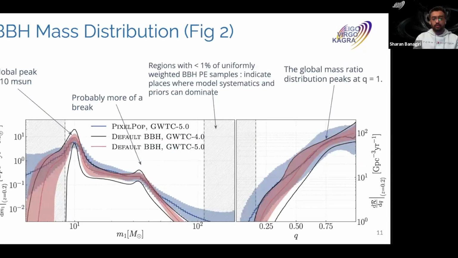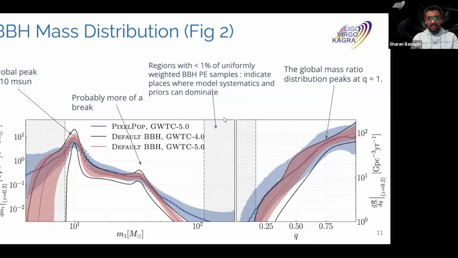Okay, now we'll switch gears and talk about the binary black hole mass distribution. And this plot shows the mass of the primary and the mass ratio distribution on the right. Remember that the mass ratio is defined as m2 over m1. So this is the mass of the lighter object over the mass of the more massive object. So q is always less than 1 by definition.